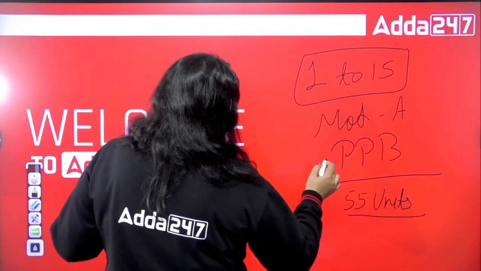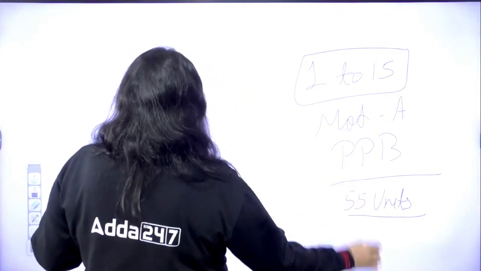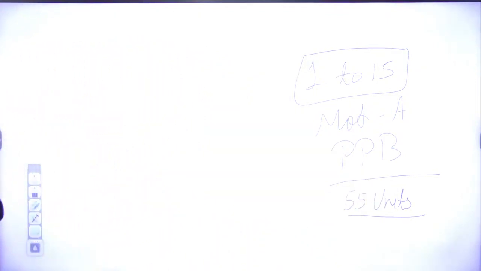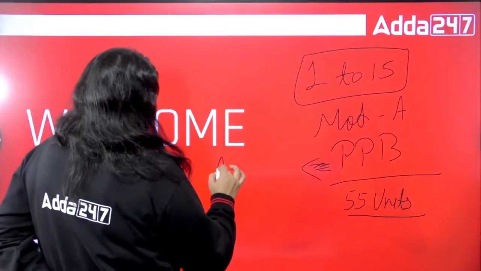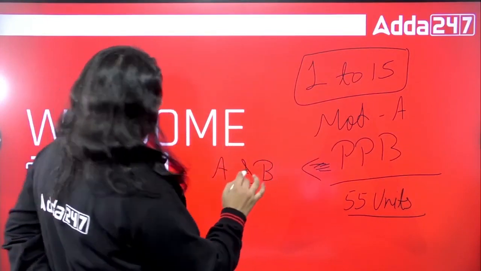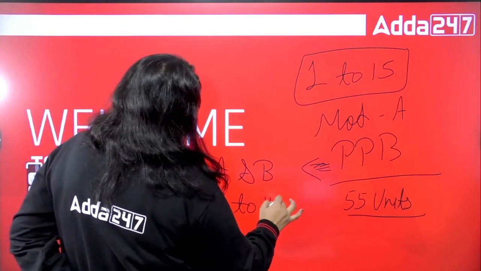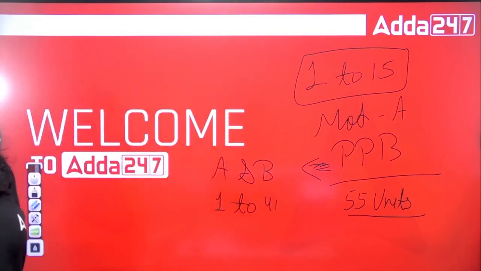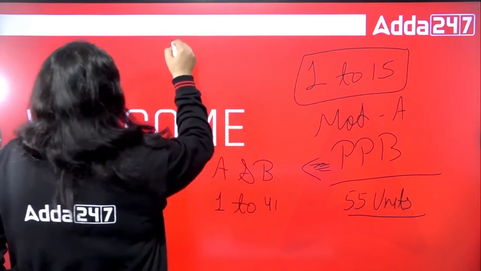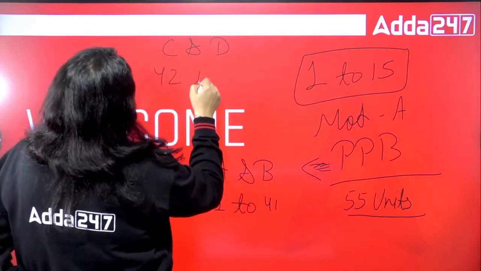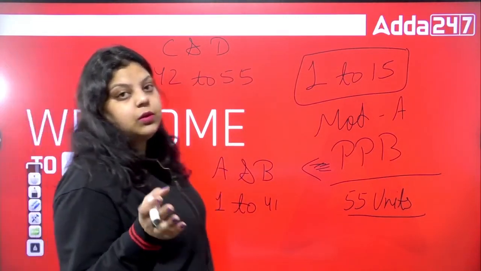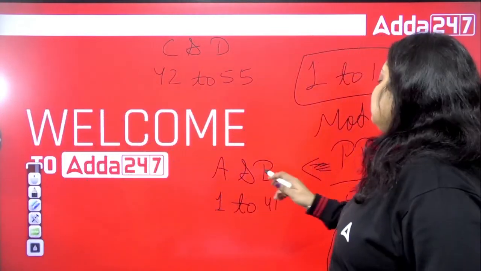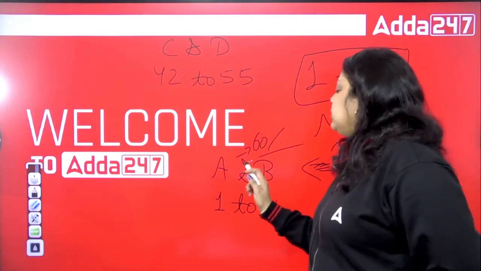In PPB, the more weightage has been given to modules A and B, because A and B have the maximum syllabus. From unit 1 to unit 41 we have modules A and B only. From 42 we have module C, so units 42 to 55 are in modules C and D. So you can say the huge syllabus is from modules A and B. That means 60% weightage in the paper will be seen from modules A and B only.